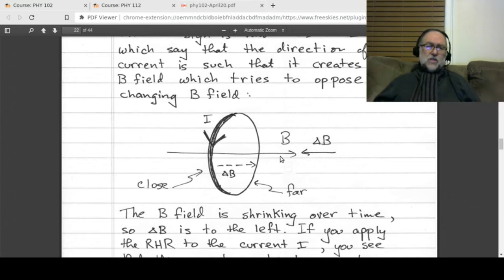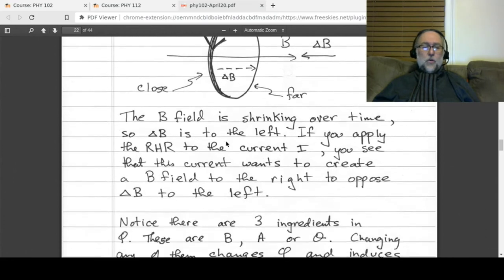As the B field shrinks, is the current going to be induced this way, or is the current going to be induced the other way? And the answer is the current is induced such that it opposes the shrinking of the B field. It tries to push the B field back out. By circulating this way, it creates a delta B this way, which tries to push the B field back out. Not a big deal, but there it is. So, there you go.